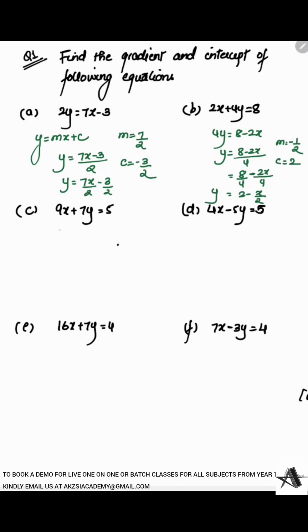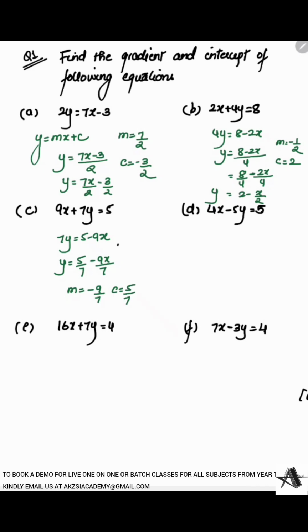Coming to part C, 7y equals 5 minus 9x, moving 9x onto the right hand side. Divide both sides by 7. y equals 5 over 7 minus 9x over 7. Converting, now it's completely as y equals mx plus c. M is negative 9 over 7 and c is 5 over 7.